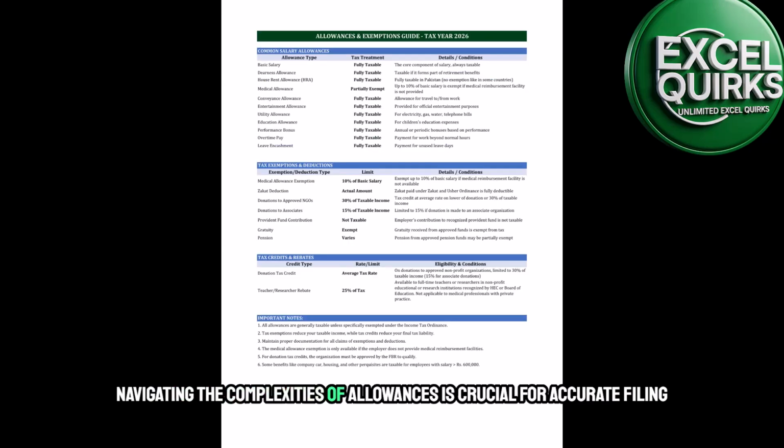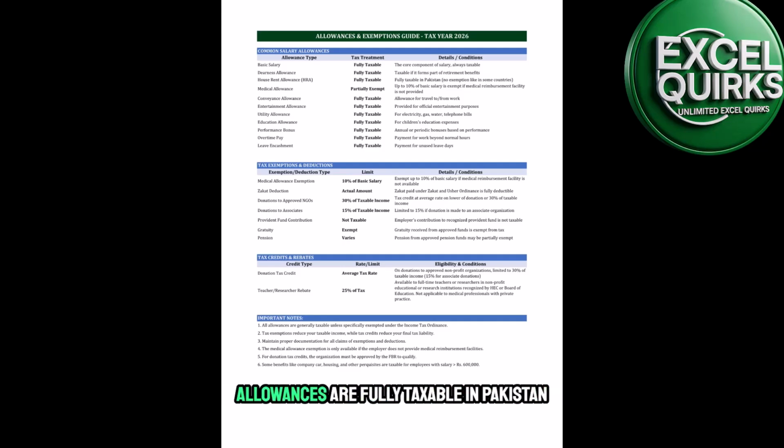Navigating the complexities of allowances is crucial for accurate filing. Most common components like house rent and utility allowances are fully taxable in Pakistan. However, as shown in our table, medical allowance offers a partial exemption of up to 10% of your basic salary, if no separate reimbursement is provided.